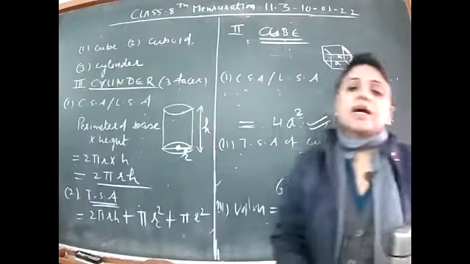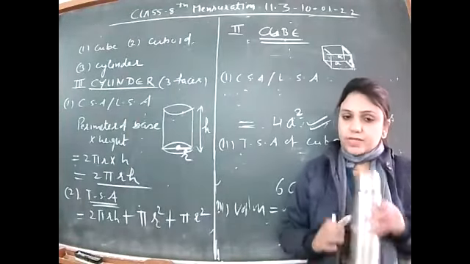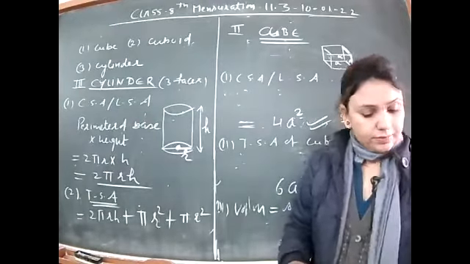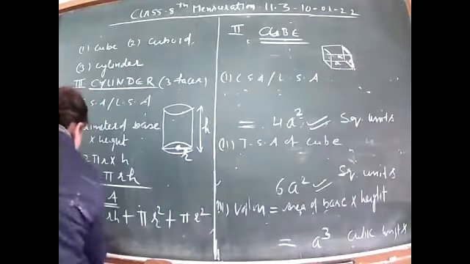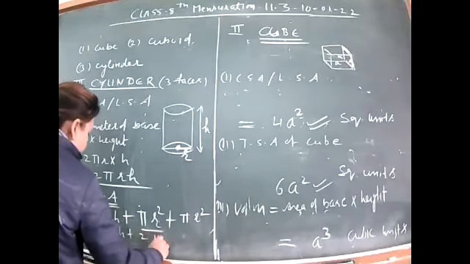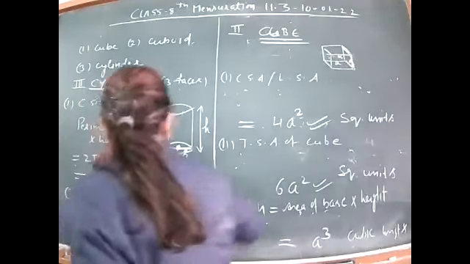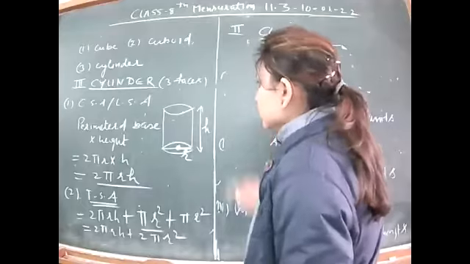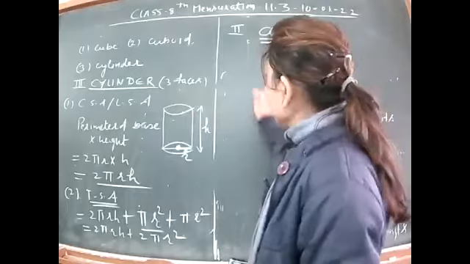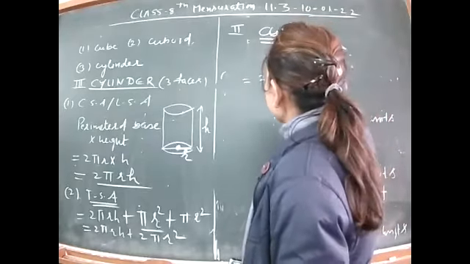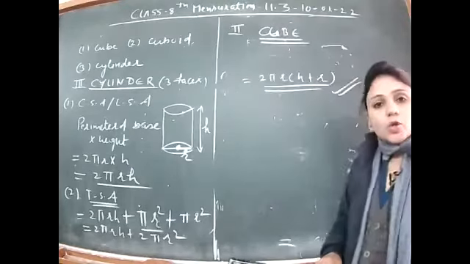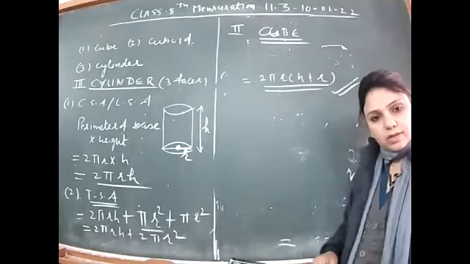All the areas will be added to get the total surface area, that is the curved surface, the upper base and the lower base. So you will have 2 pi rh, and like terms are to be added, pi r square plus pi r square, 2 pi r square. So you will have 2 pi r common, and inside it is h plus r. This is the total surface area of the cylinder, 2 pi r into h plus r.